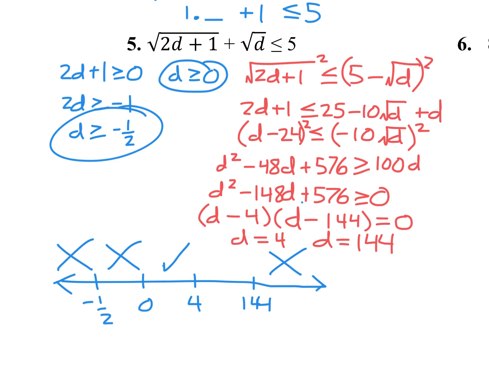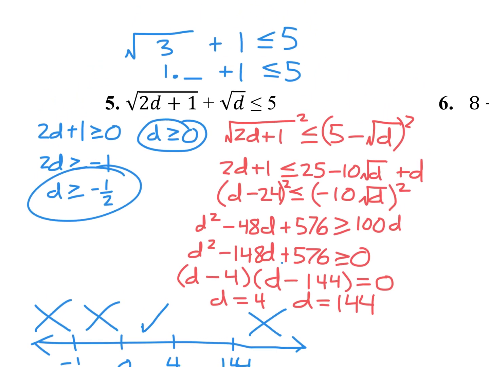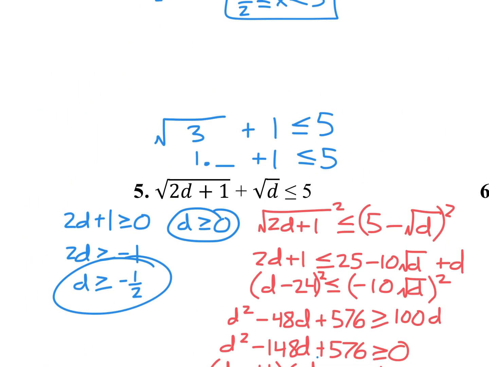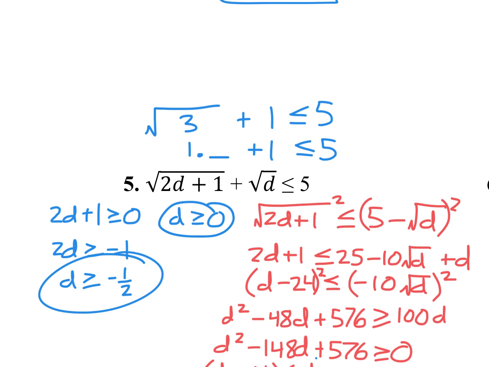And now let's try plugging in something bigger than 4, but not bigger than 144. All right, so if I plug in 9, I see that at least one of the radicals is nice. So if I plug in 9, I get radical 19 plus radical 9, which is 3, which is less than or equal to 5.